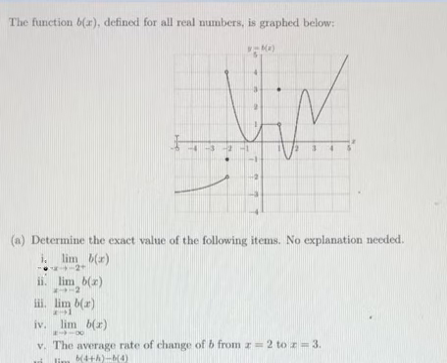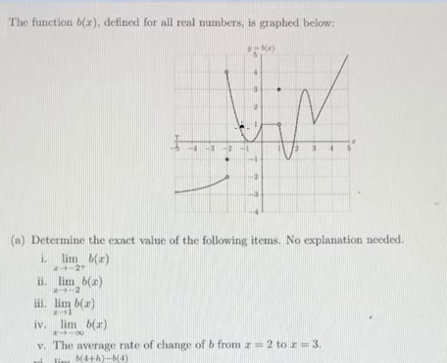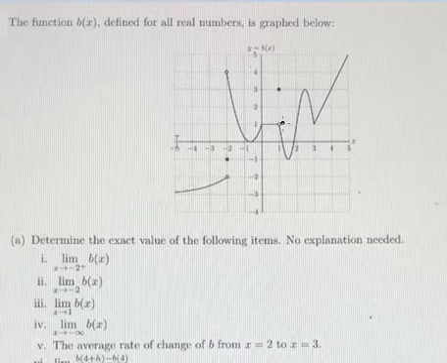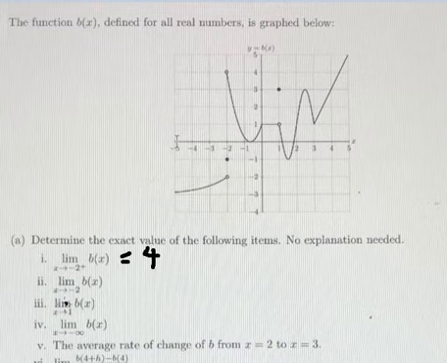On number 1, we need to find the limit as x approaches negative 2 from the right. Here is about negative 2 on the right. That's equal this way. We can see that when x approaches negative 2 from the right, the value should be about 4.